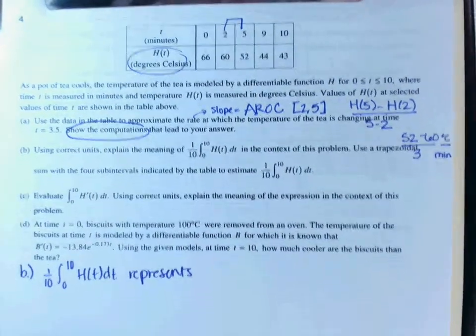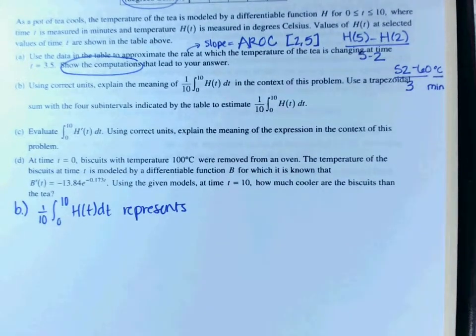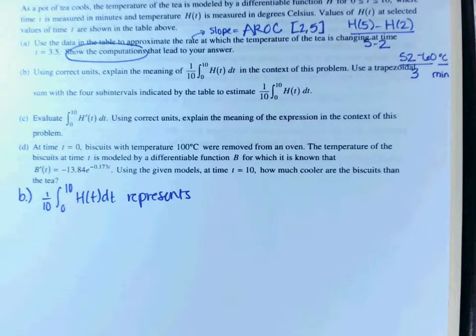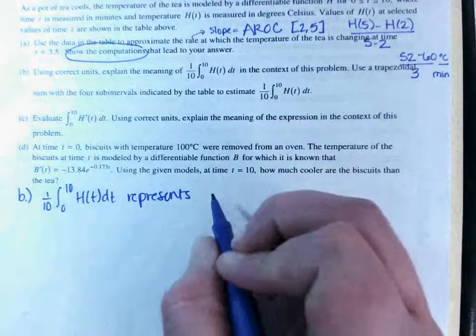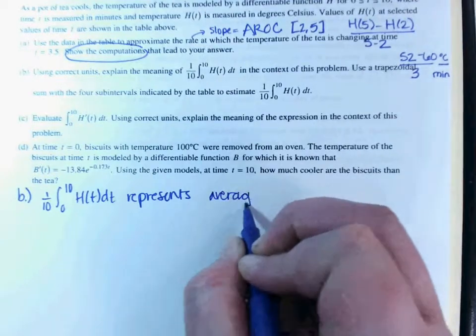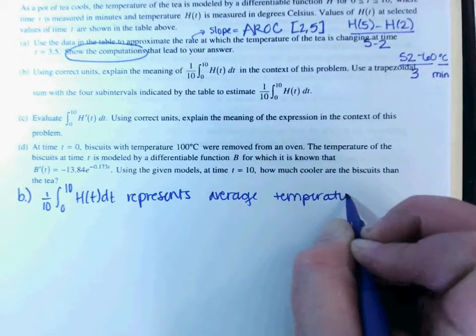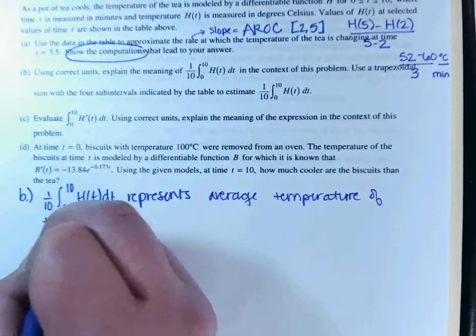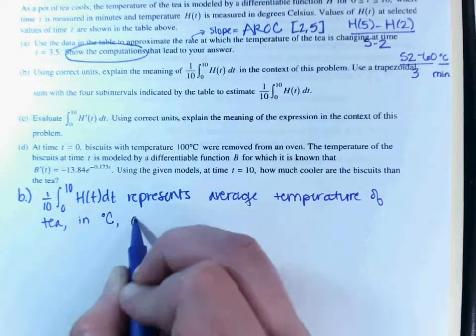Okay, so first thing, 1 over 10, integral 0 to 10, what is that? Yes, average value. Now, what is it the average value of? H, which is how hot the tea is, right? So that represents the average temperature of the tea. What is that measured in? Degrees Celsius over what time period?